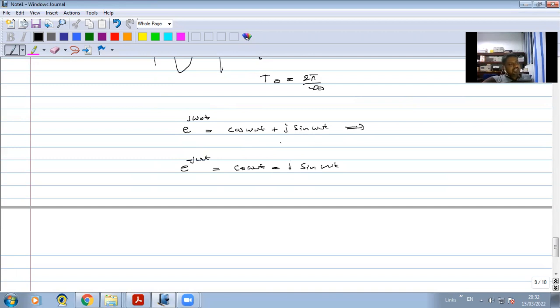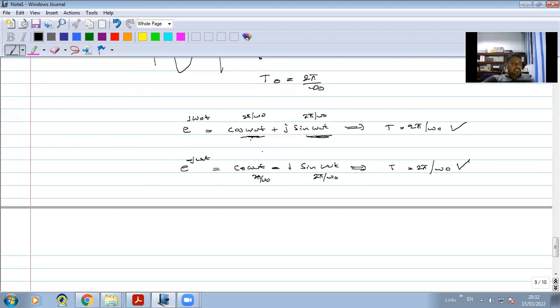So you can see that this is a composite signal which has two sinusoidal signals. If you consider this sinusoidal signal, what is the period here? That is 2 pi by omega naught. If you consider this sinusoidal signal, that period is also 2 pi by omega naught. So for the total signal, the period will be 2 pi by omega naught. Okay.